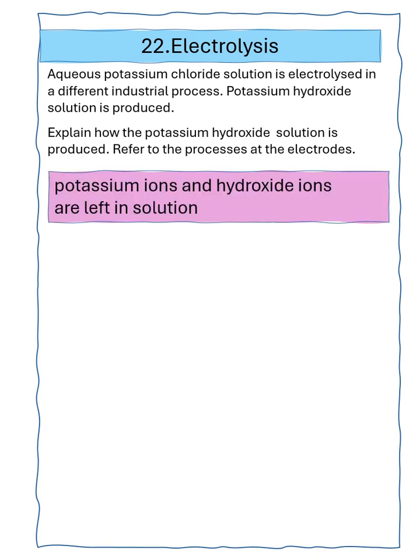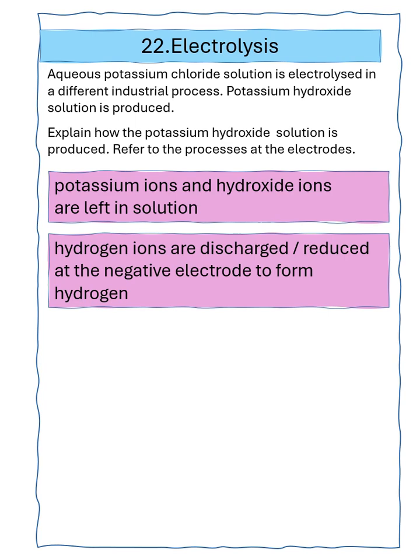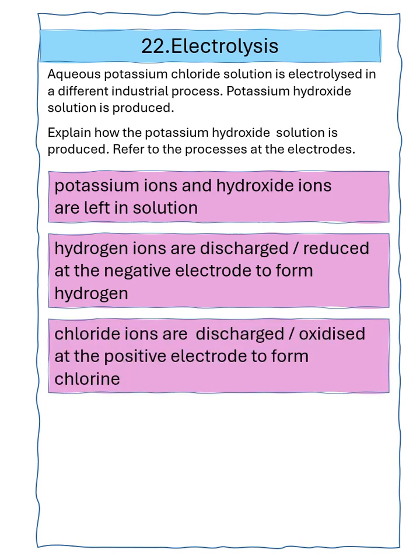So the potassium ions and the hydroxide ions are left in solution, so they join together to make potassium hydroxide. The hydrogen ions are discharged or reduced at the negative electrode. Hydrogen ions are positive, so they'll be attracted to the negative electrode, and they form hydrogen gas. And the chloride ions are discharged, oxidized at the positive electrode, because chloride ions are negative, to form chlorine gas.